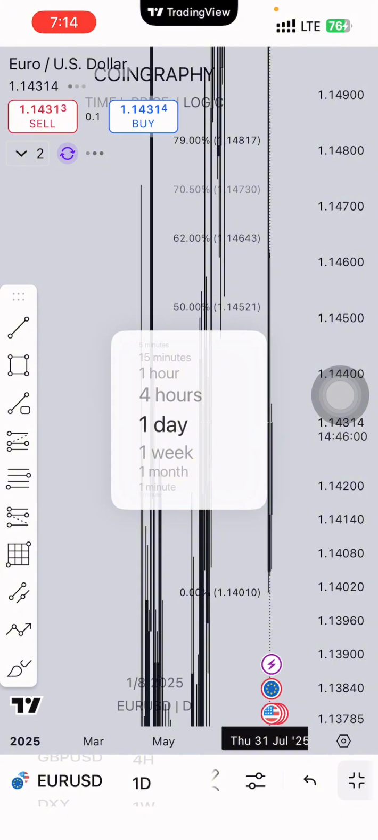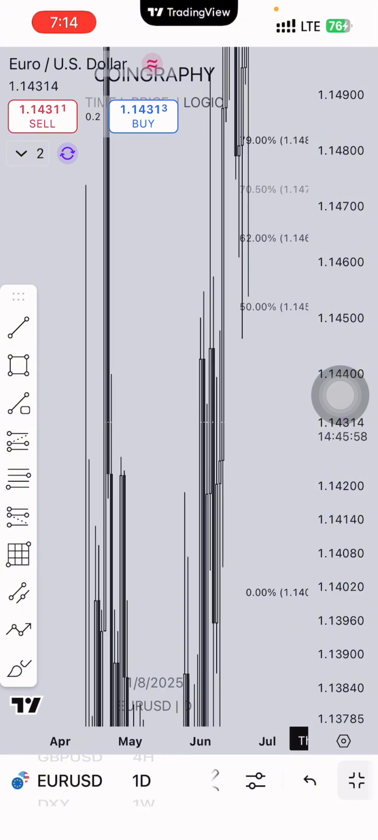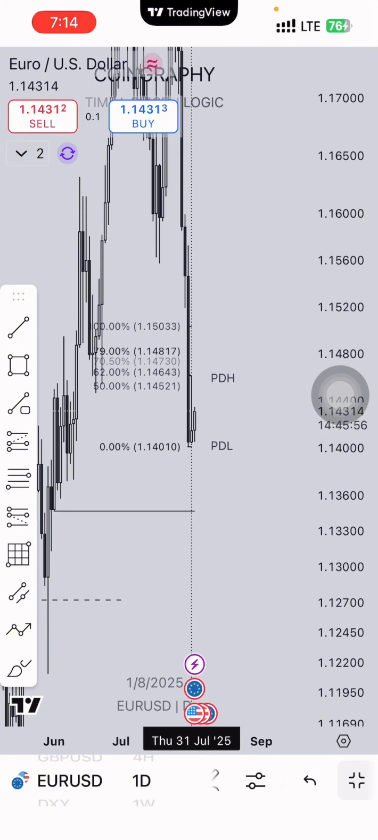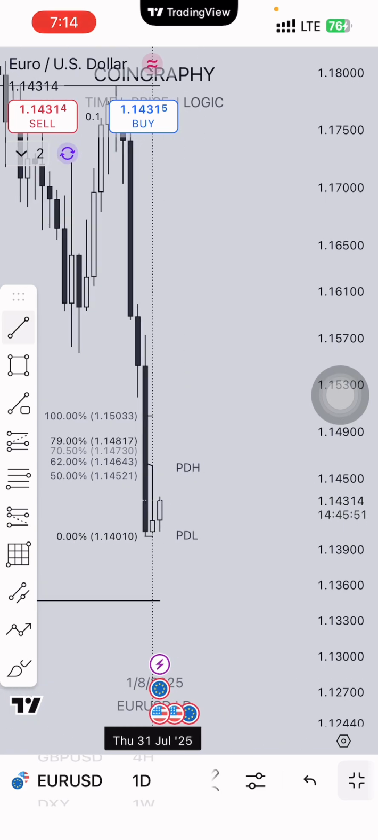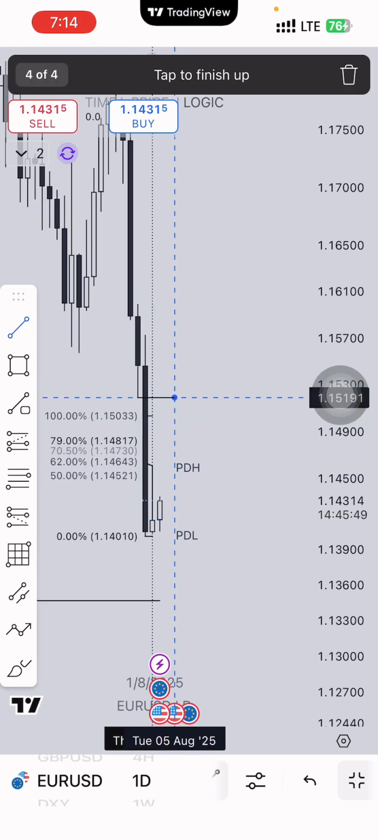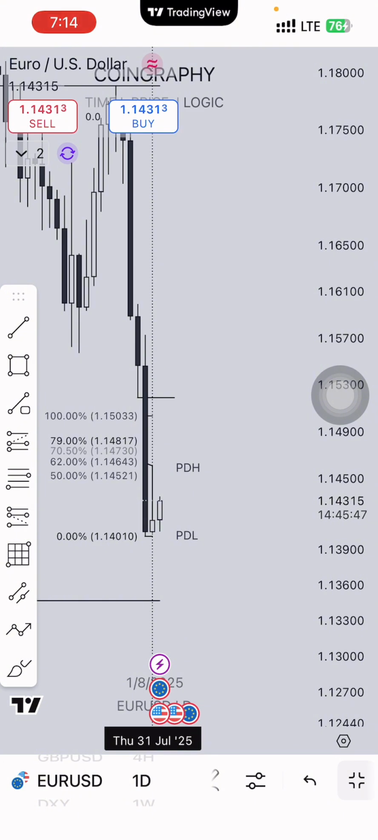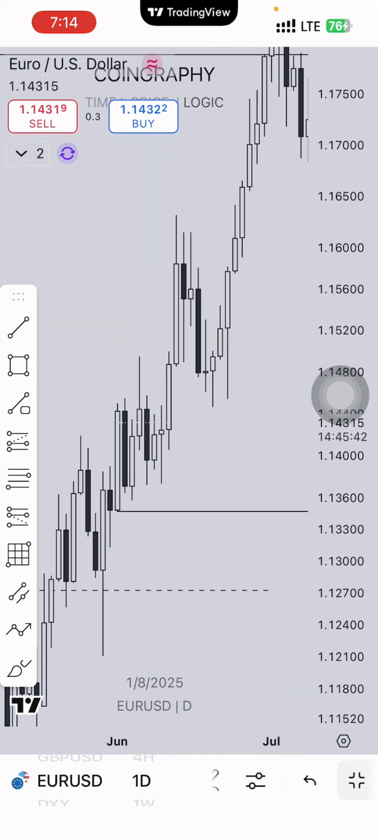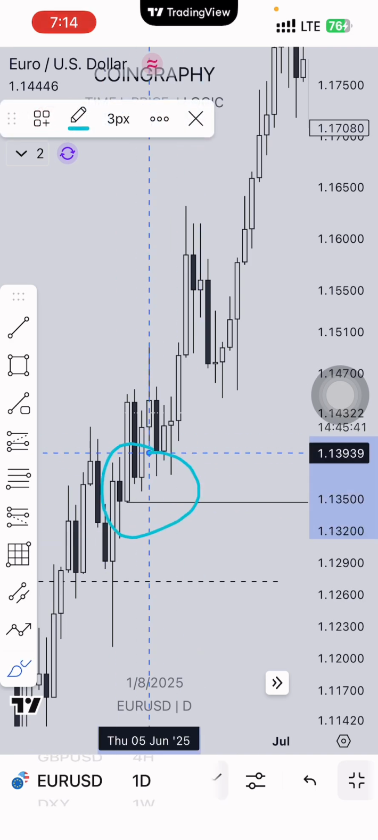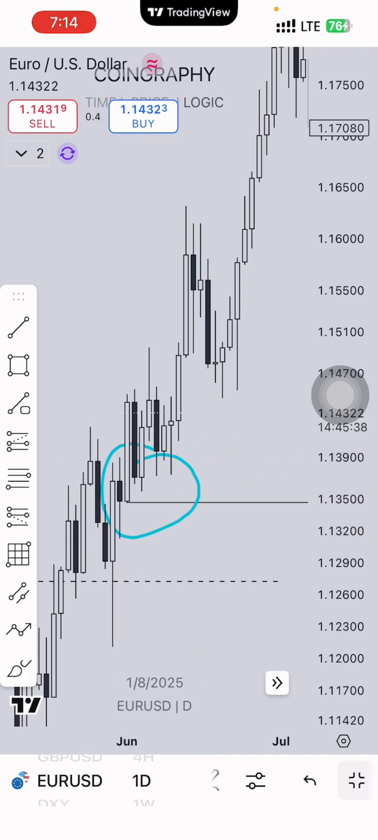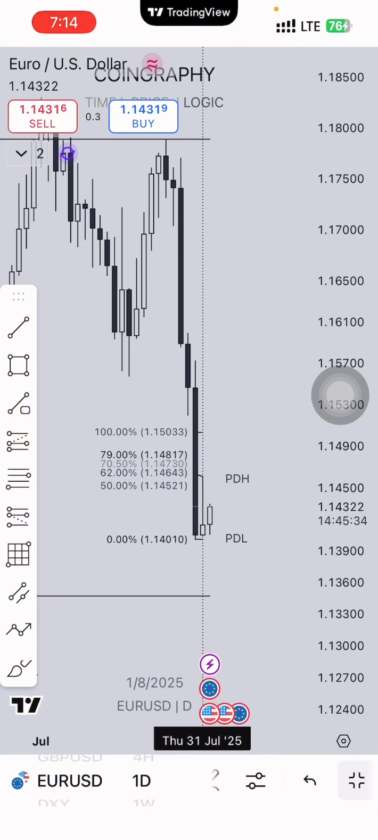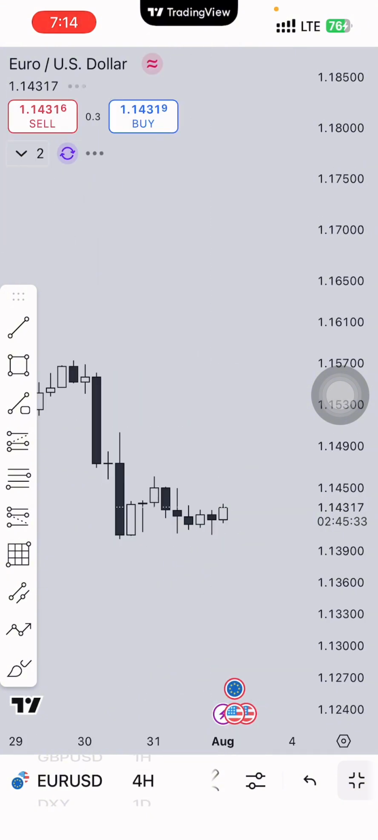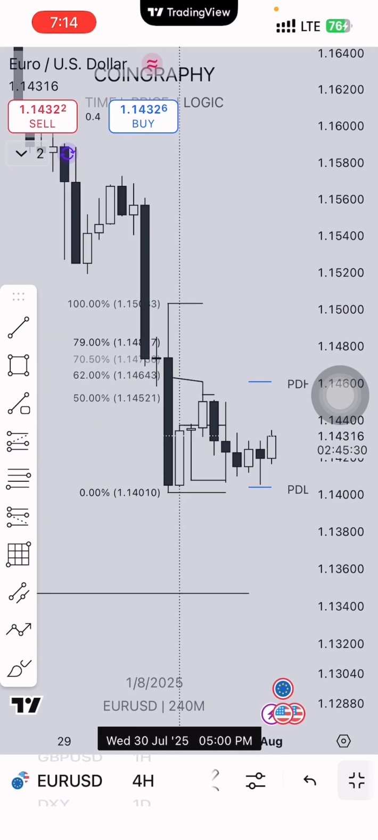Now, first off, moving to the daily time frame, right? My bias. What was the bias? The bias was a sell because we closed below the previous day's low, right? And I was looking for sells to the weekly low. That was my drawn liquidity. Pretty clear. On the 4 hour time frame, I was looking for a CLT, right?